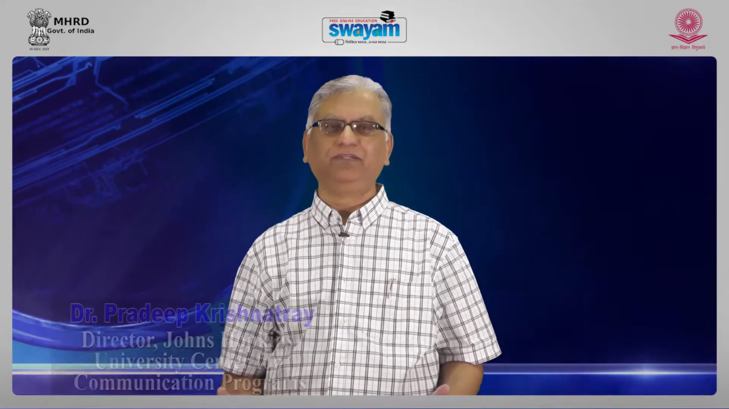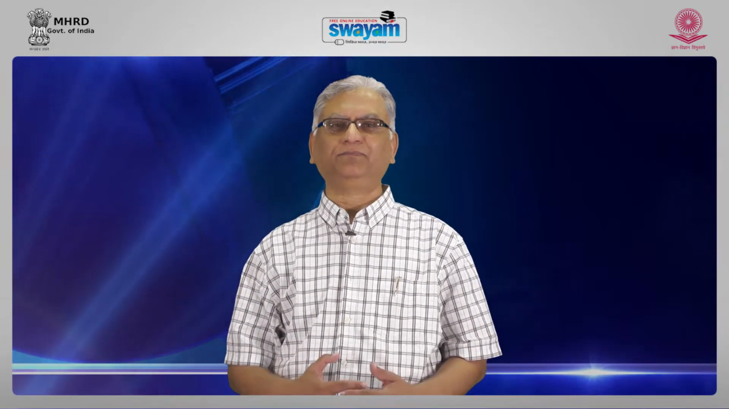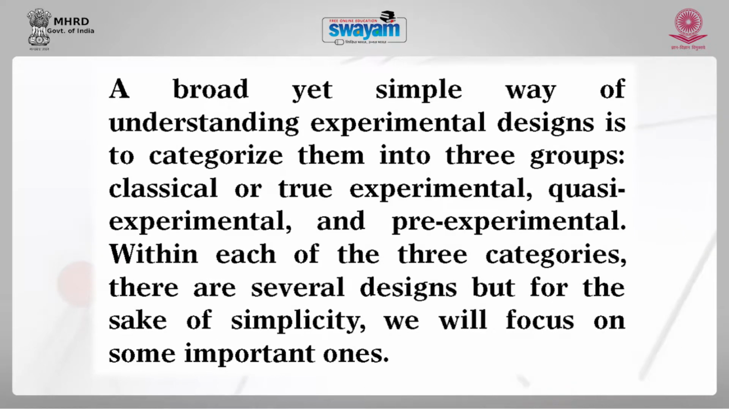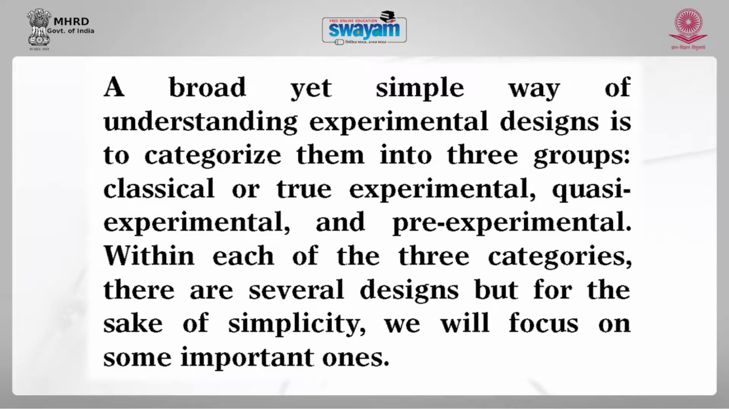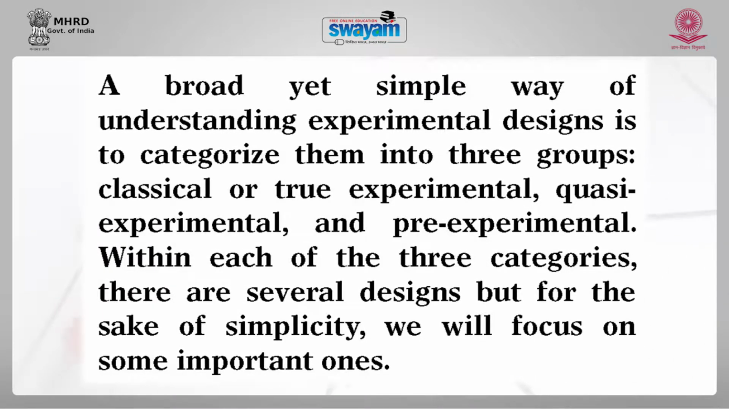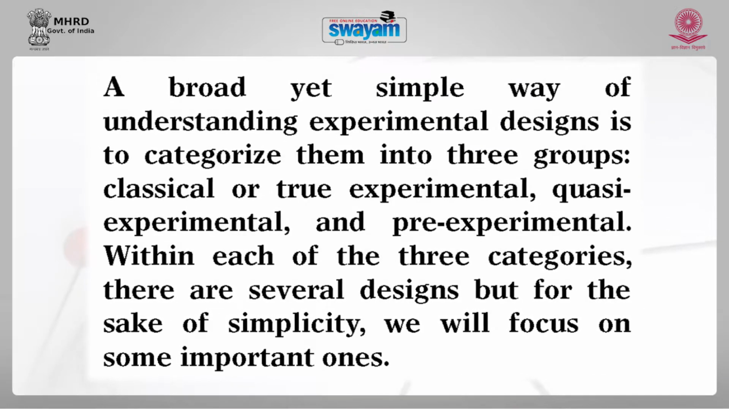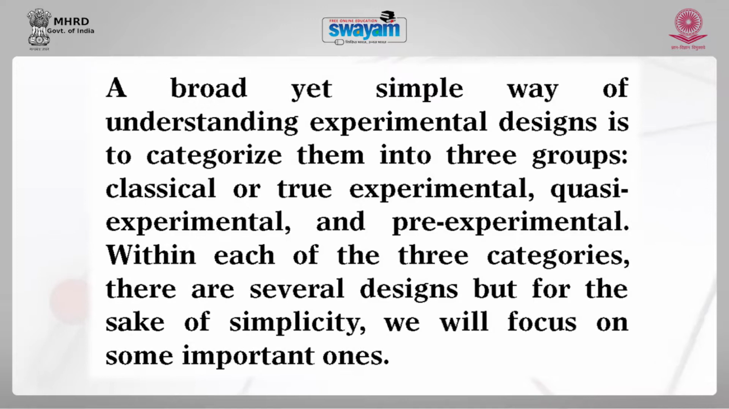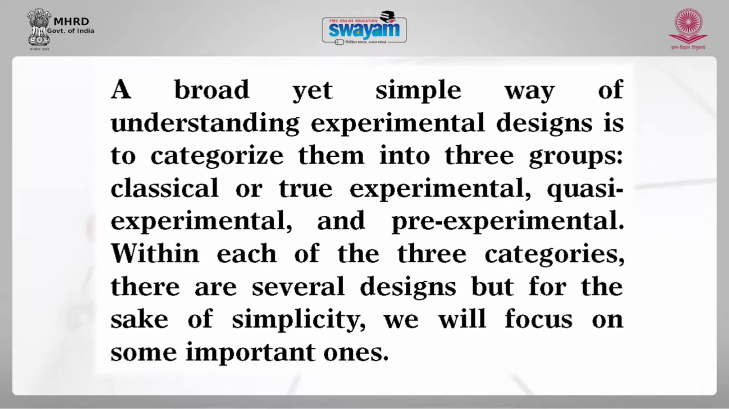Now we have come to the last and final unit of experimental design. In this unit, we will discuss types of experimental designs. A broad yet simple way to understanding experimental designs is to categorize them into three groups: classical or true experimental, quasi-experimental, and pre-experimental designs. Within each of the three categories, there are several designs, but for the sake of simplicity, we will focus on some important ones.